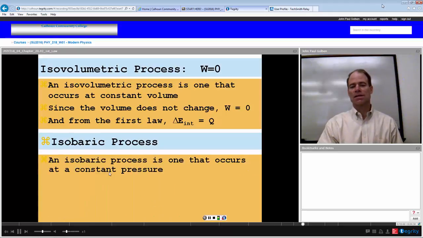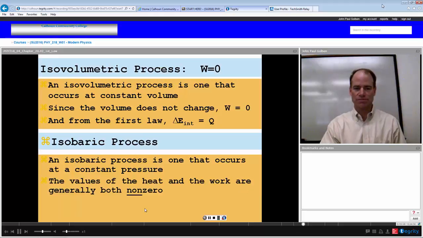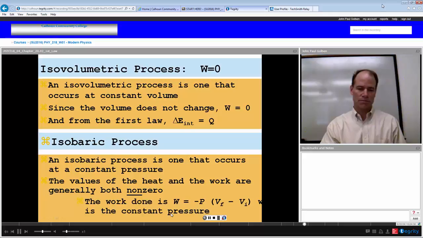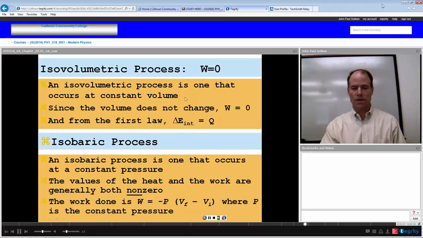An isobaric process is one that occurs at constant pressure. The values of the heat and the work generally would not be 0. The work done is negative pressure times the change in volume in this case, where pressure would be constant for an isobaric process.